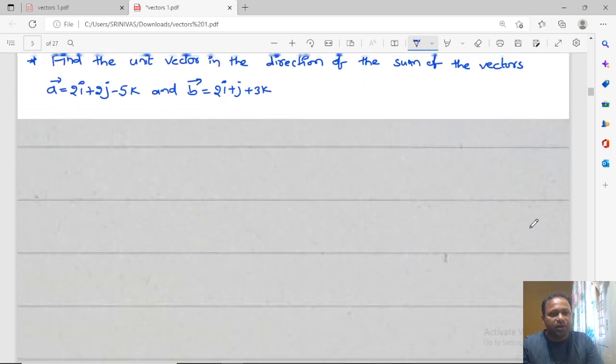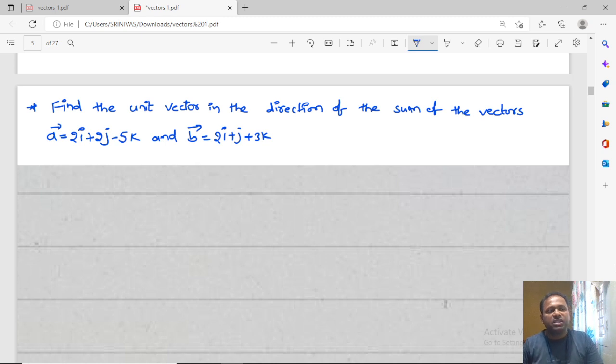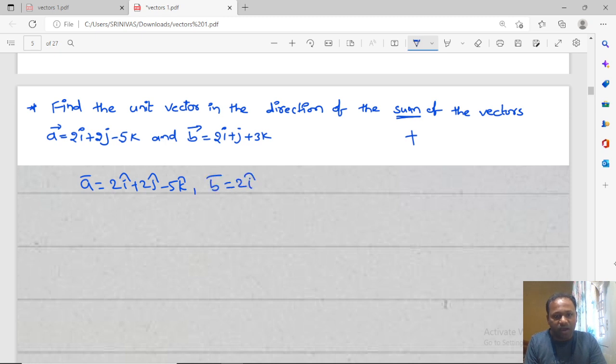See this problem. Find the unit vector in the direction of the sum of the vectors. Sum is nothing but plus. First, I will take A bar is equal to 2i plus 2j minus 5k, and B bar is equal to 2i plus j plus 3k. So what is the sum?